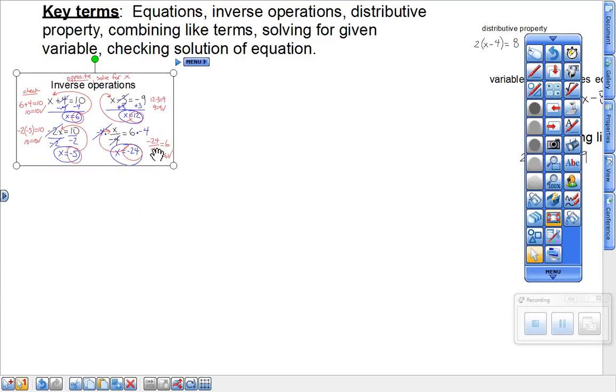Make sure for your homework you're writing down all these problems. If you need to, stop and go back and pause or play. Next thing I'm going to do is show the difference between combining like terms and inverse operations.